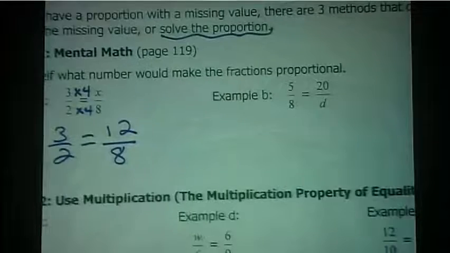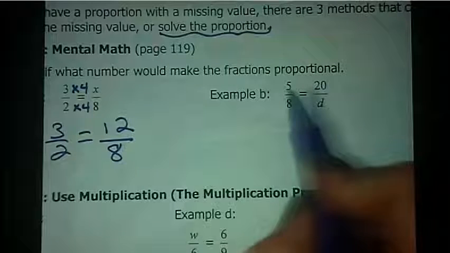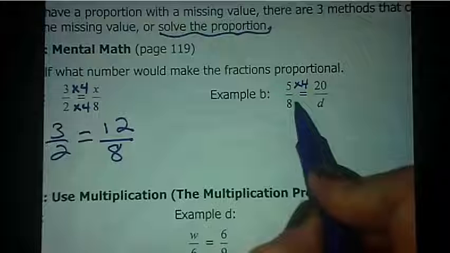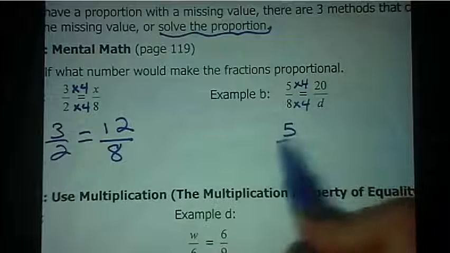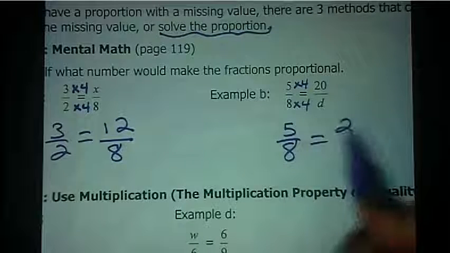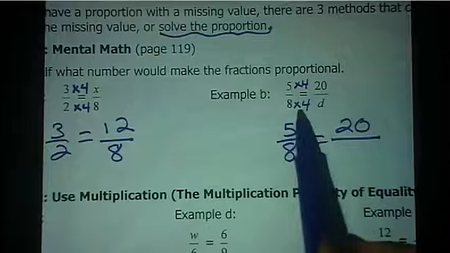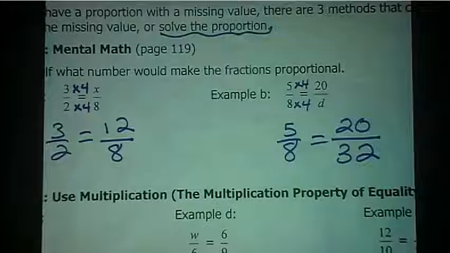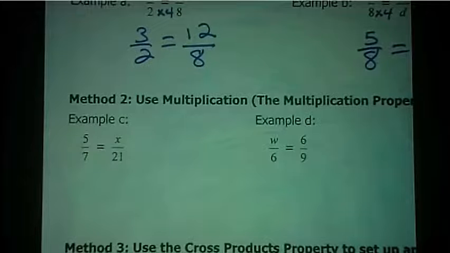Same thing over here. If we use mental math, to get from 5 to 20, again, it's times 4. So we do the same thing here, 8 times 4. So 5 eighths is equal to 20 over 8 times 4, 32. Unfortunately, they're not all going to be that perfectly worked out. Sometimes we're going to end up dealing with numbers that aren't as pretty.